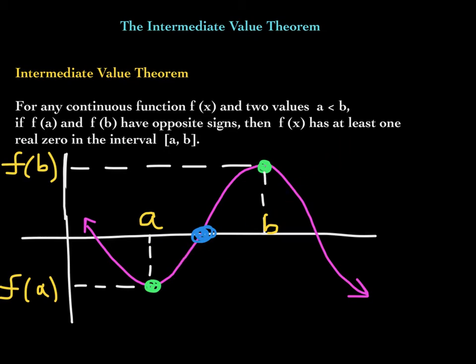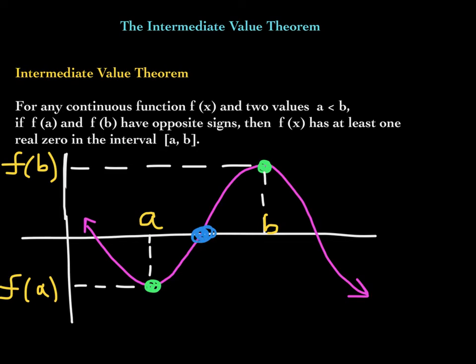So basically what this theorem is saying, if f of a is negative and f of b is positive, or if they just have opposite signs, one of them is positive and the other one is negative, the only way to go from beneath the x-axis to above the x-axis, you're going to have to cross the x-axis at some point to get from one point to another on the curve. And when you cross the x-axis, that gives you a zero.